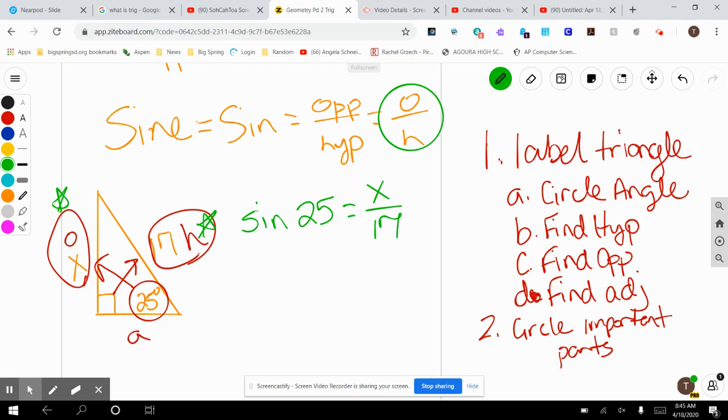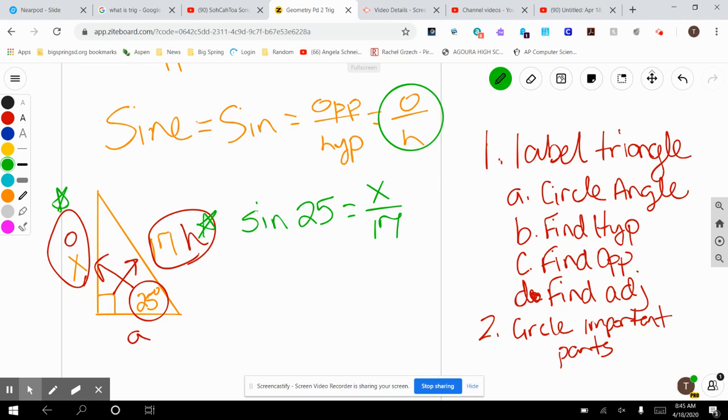Now, to figure out what the sine of 25 is, you're going to need a calculator, whether that's on your phone, whether that's on a calculator, whether that's on your computer, whatever it may be. And you want to make sure, for your phone, you may need to turn it sideways. You want to make sure you're in degree mode. Okay, there's degree mode and there's radian mode, and basically those are just two ways to measure angles. We will not talk about radians, just degrees.